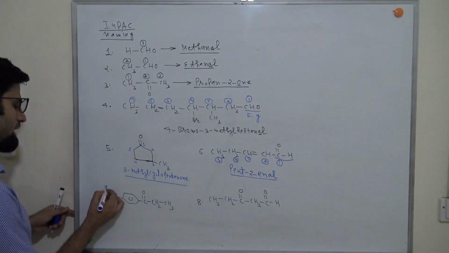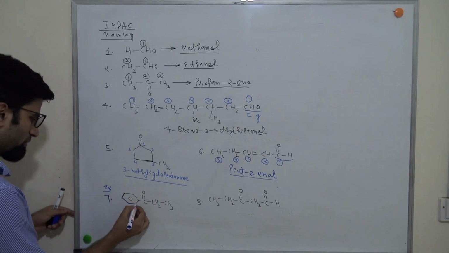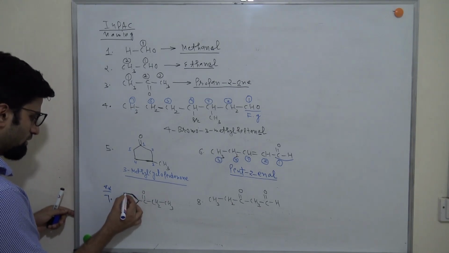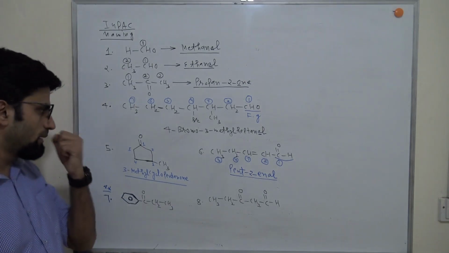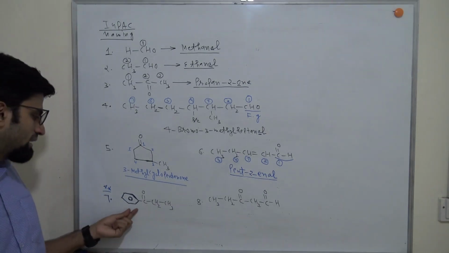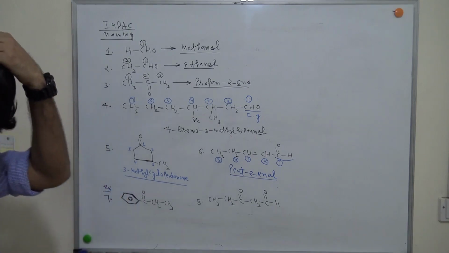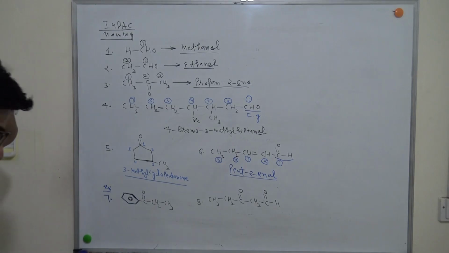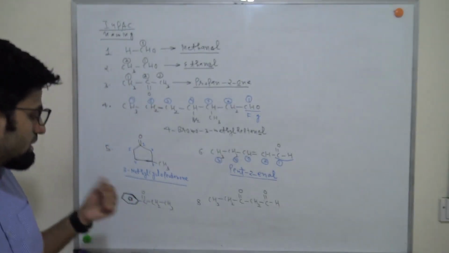Question number 7 I consider a good question, because many students will be confused here. So I will tell you how to solve this question, right? Now in question number 7, the problem is that you have two parts. One is cyclic and one is open chain. So the question is from which chain you will consider the principal chain. You know that in IUPAC naming you have to consider one chain as the principal chain, right?